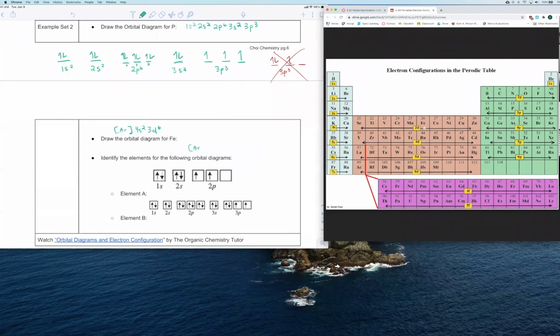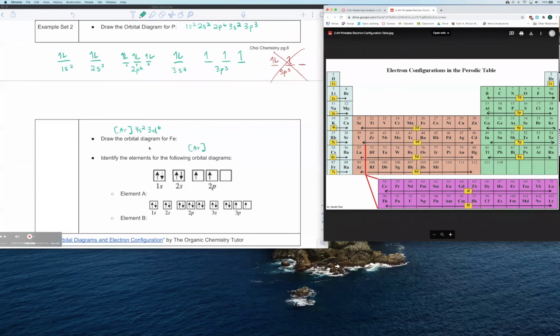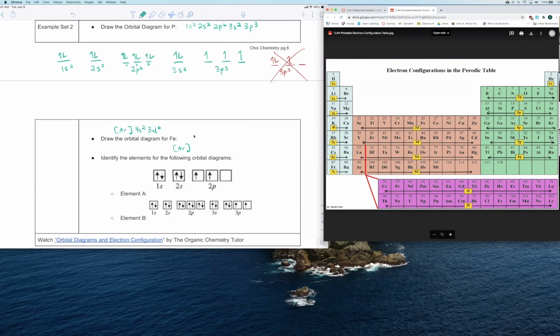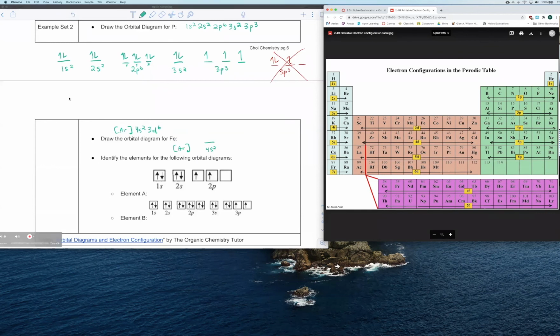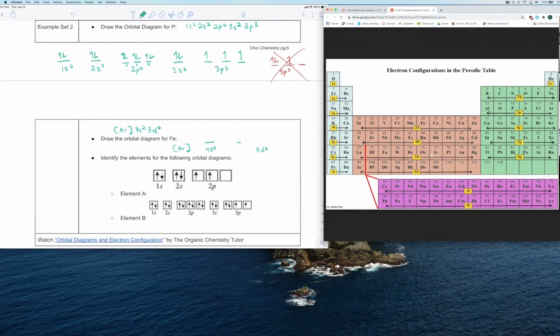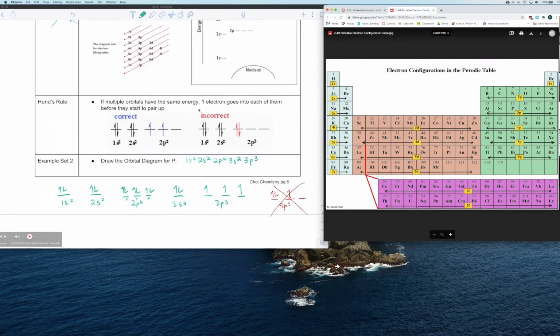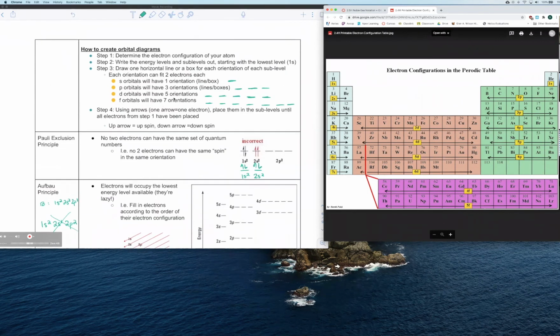For orbital diagrams, when you write it in the noble gas notation, you don't have to actually draw out any of the electrons because you're just assuming that it's the same thing as argon's. So I would have argon, and then 4s2 would have one orientation, and then this is the 3d sublevel, so that would have 5 orientations. And again, it says that right here, d orbitals have 5 orientations. Each box fills up 2 electrons each.